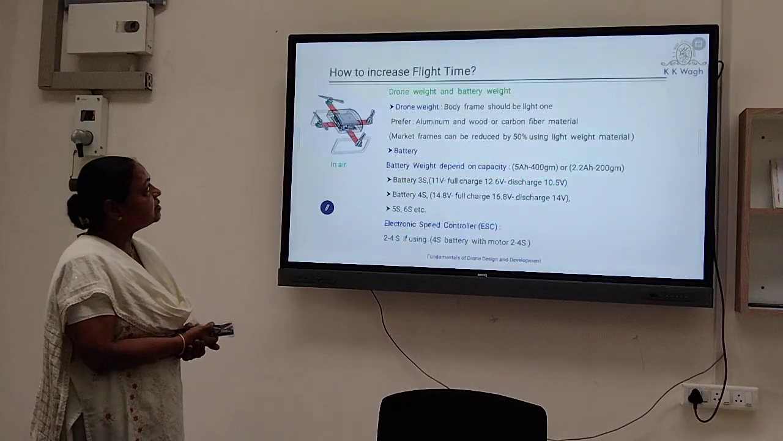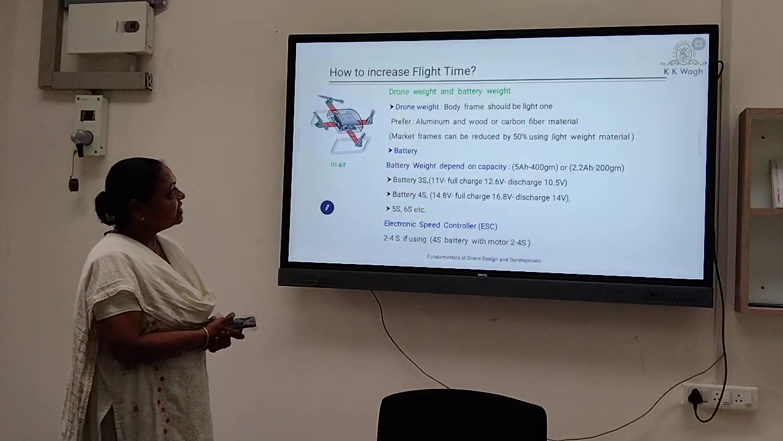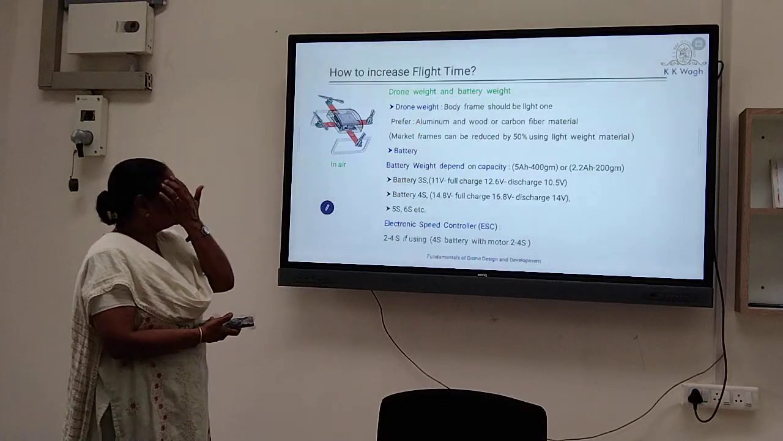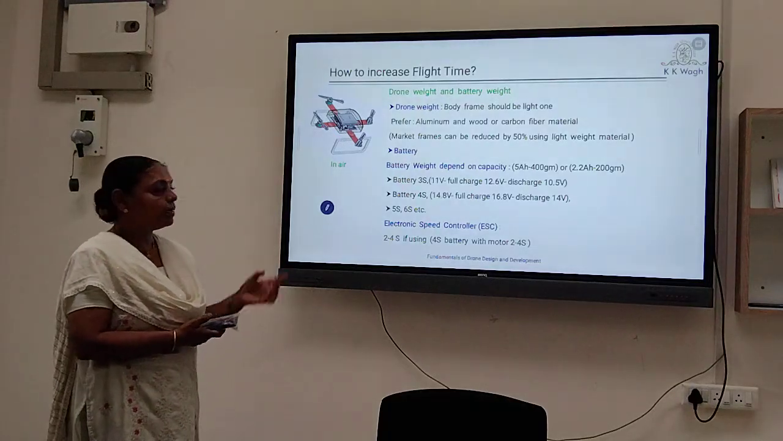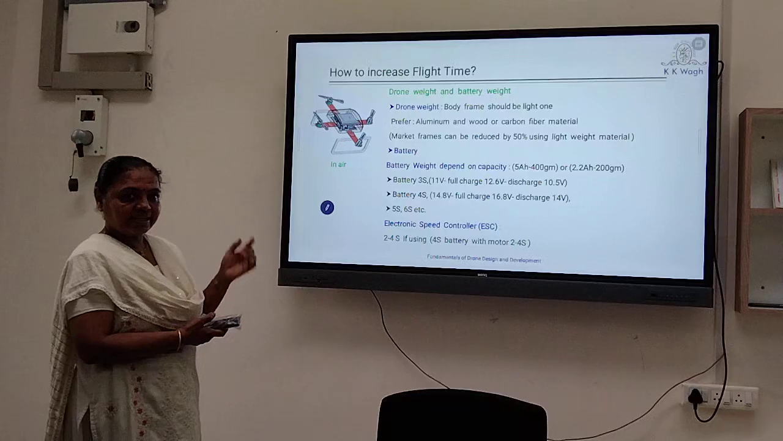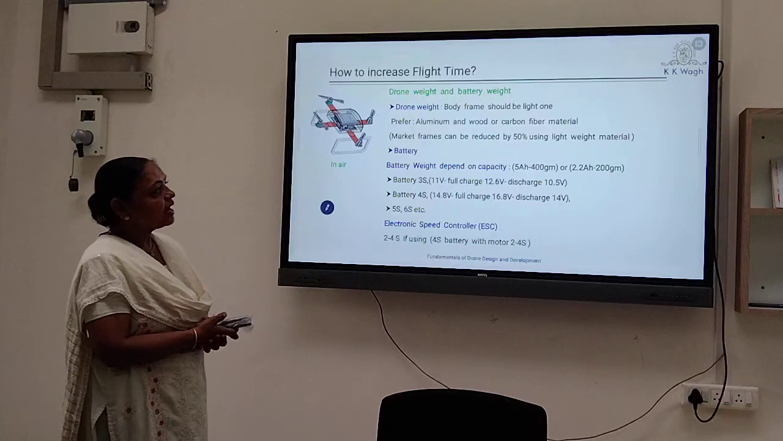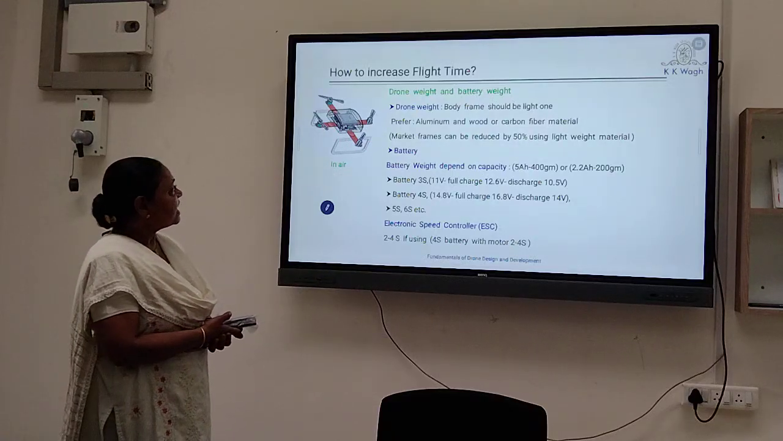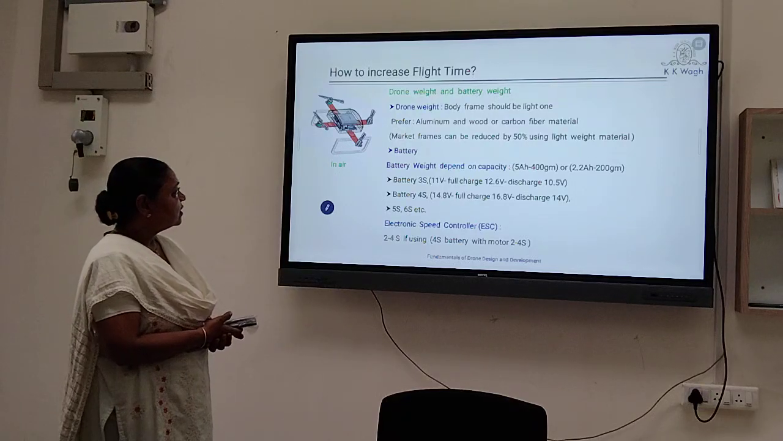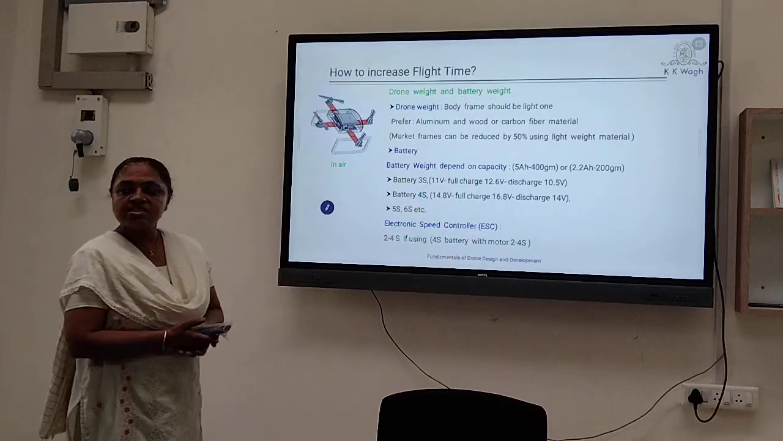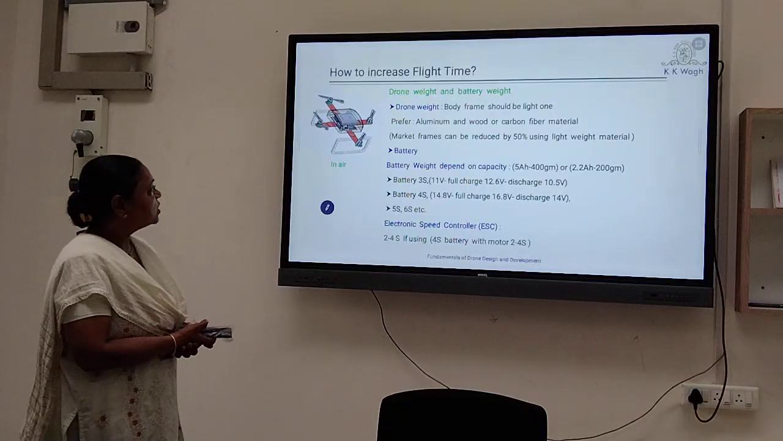Now, how to increase the flight time? By reducing drone weight and battery weight. The drone body frame should be light, and in our lab, drone frames made of carbon material are available. We can also prefer aluminium, wood or carbon fiber material. Market frames can be reduced by 50% using lightweight material. In our lab, a laser machine is also available, so we can use it to construct the frame so that it will be light.